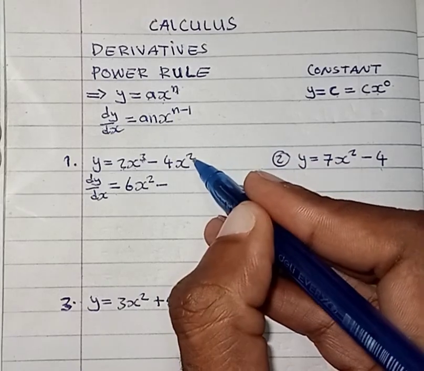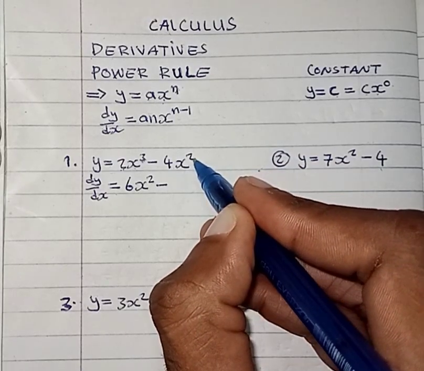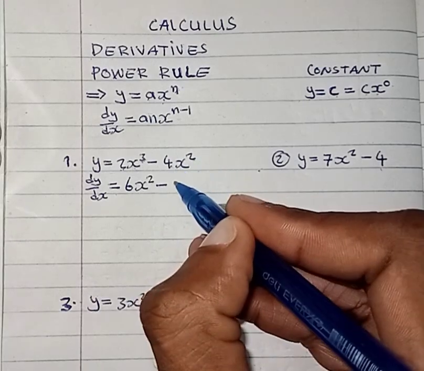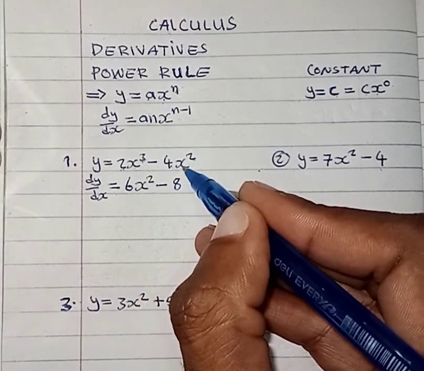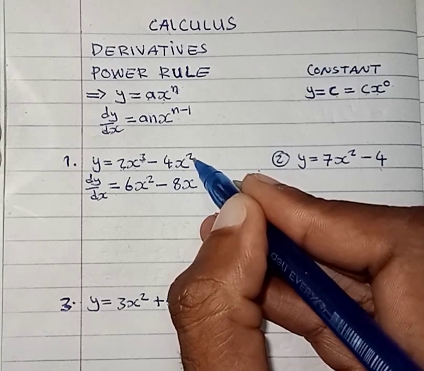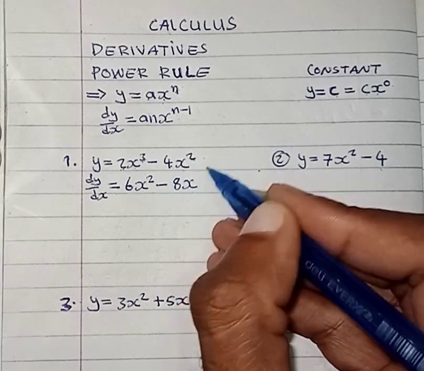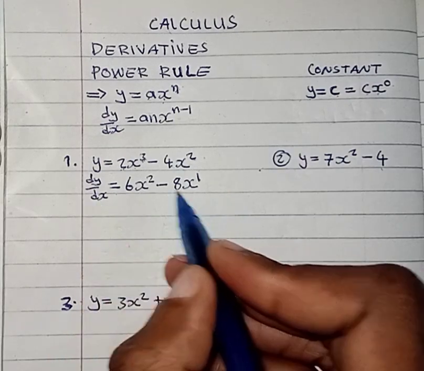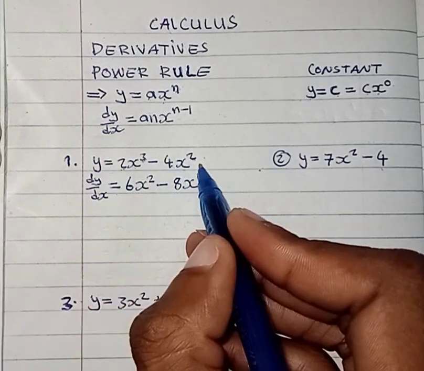We proceed here. We are looking at this power 2 and the coefficient 4. So we say 2 times 4, we have 8. Then we maintain this x and reduce this power by 1. So we have 2 minus 1, we get 1. So this is our answer. That's the derivative of this polynomial.